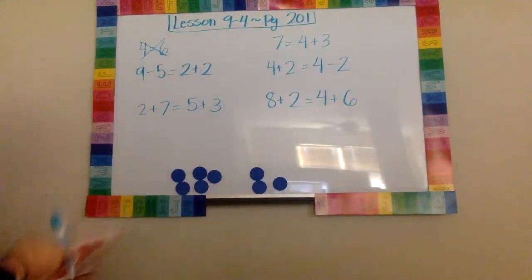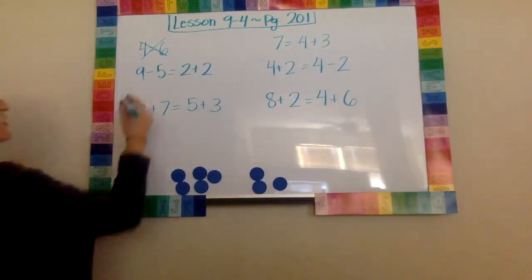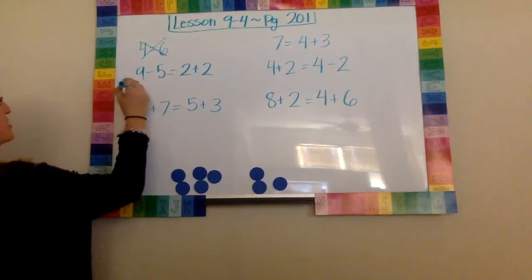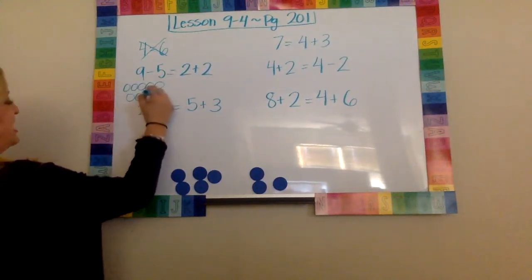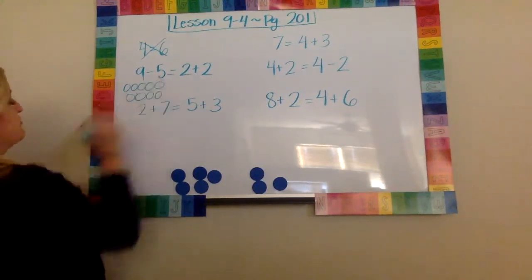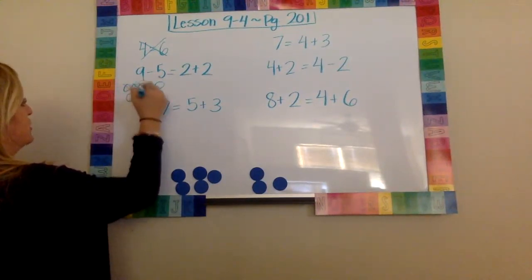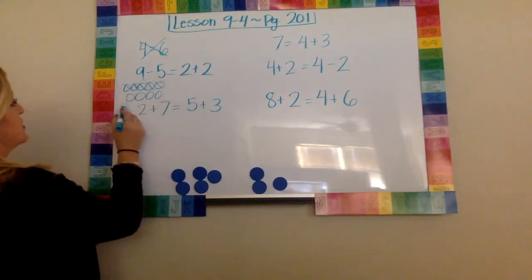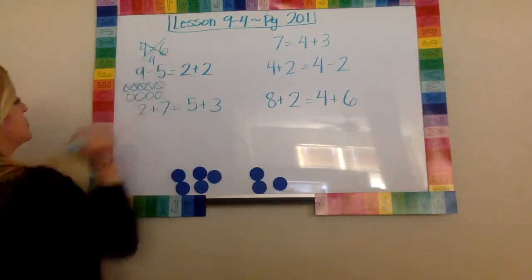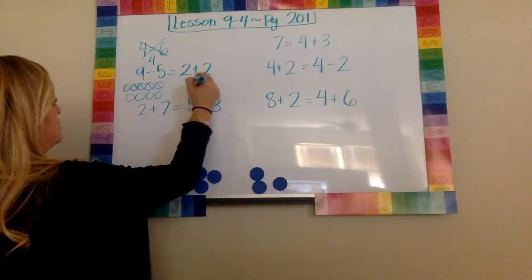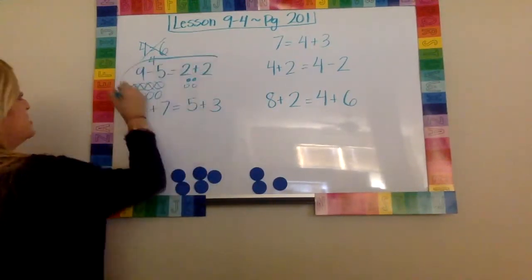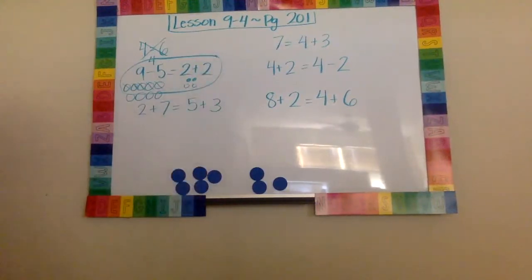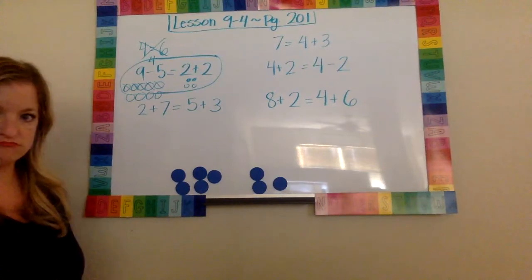All right, so let's start just working them out. Here I have 9 minus 5. I'm going to draw 9 circles. 1, 2, 3, 4, 5, 6, 7, 8, 9. I'm going to cross out 5 of those. 1, 2, 3, 4, 5. And I have 4 left. 2 plus 2, 1, 2, count on 3, 4. So this one is a true equation. 9 minus 5 is 4, and 2 plus 2 is 4.